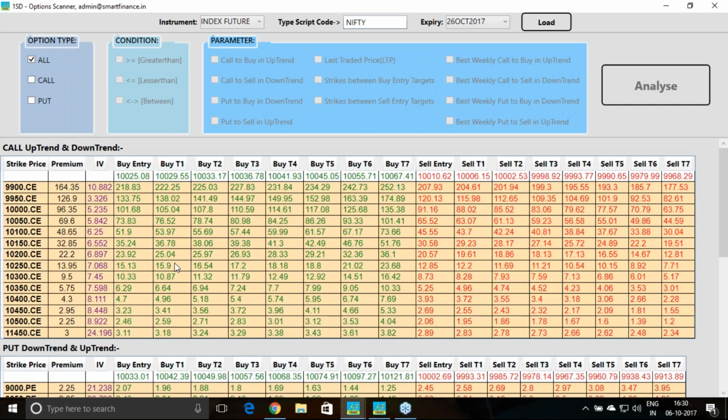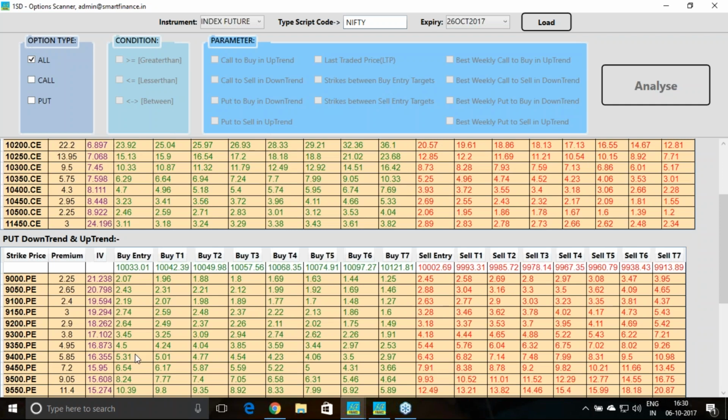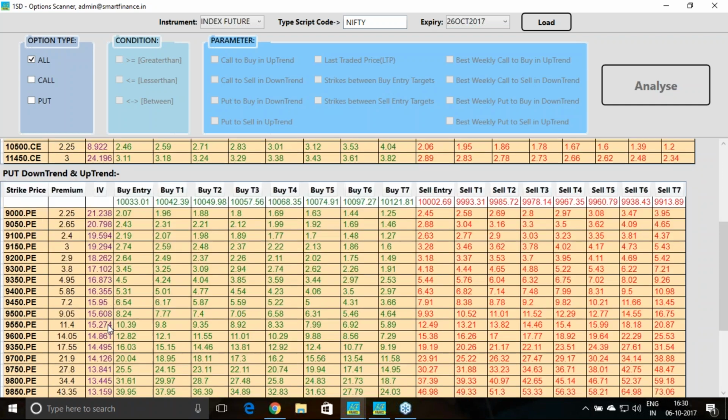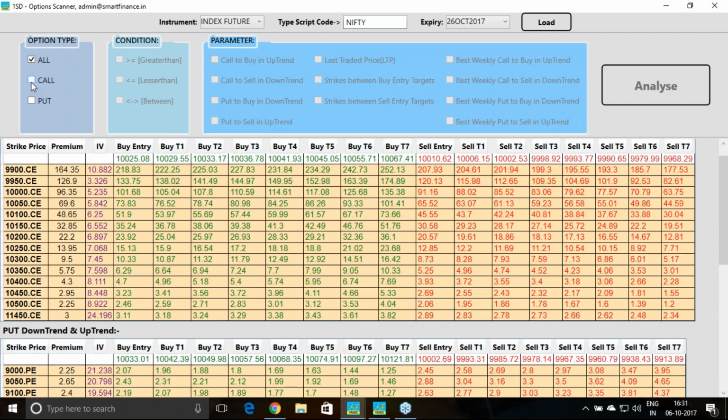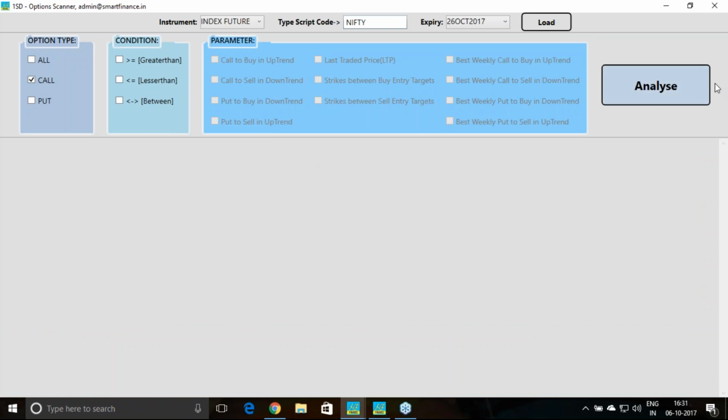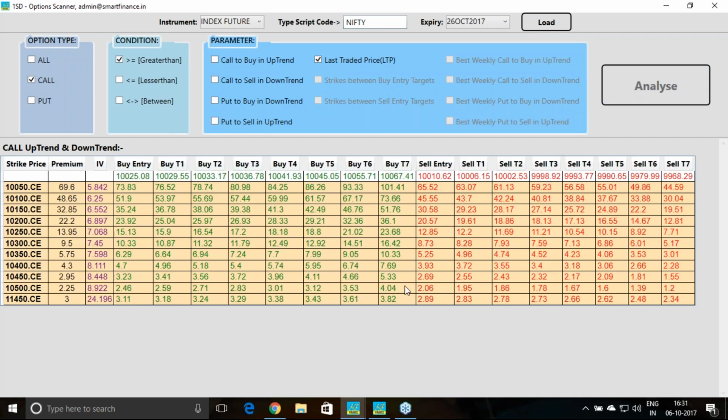Now we need to filter it because this is a crowded domain where all strikes are showing. So if I want to go for the call options, and I select greater than or equal to, here I am getting all the options available. So I will go for the last traded price and analyze. Greater than last traded price.